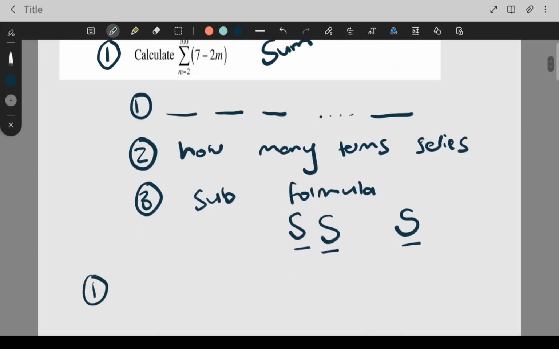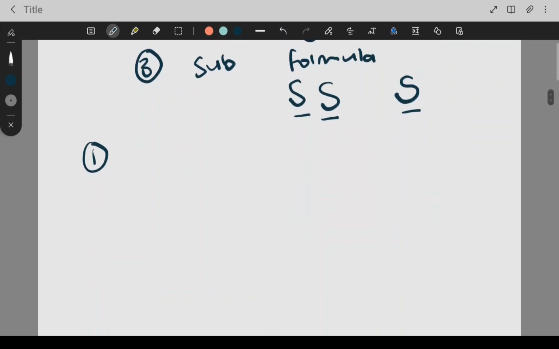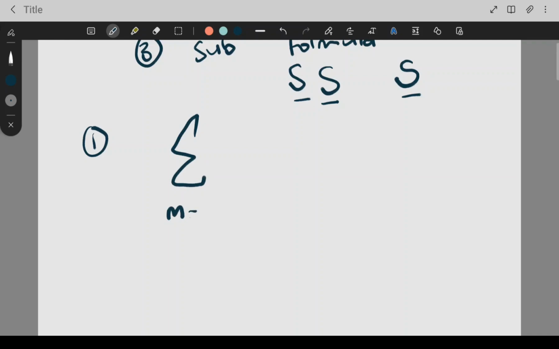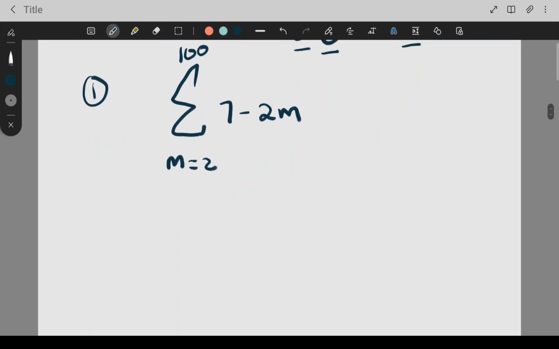So let's start. Step number 1 says find the first 3 terms and the last term. Now to find the first 3 terms, I'm going to write the sigma notation again. Okay, now to find term 1, I sub in this number into the general term. So to find term 1, I'm going to sub in that number. You see, I sub in 2. So whatever this number is will give me the first term. So the answer here is 3.